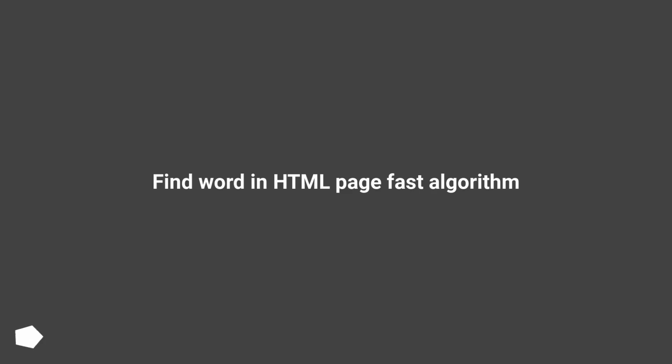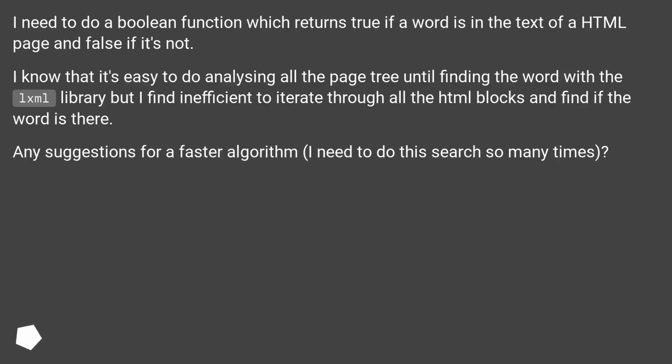Find word in an HTML page fast algorithm. I need to do a Boolean function which returns true if a word is in the text of a HTML page and false if it's not.